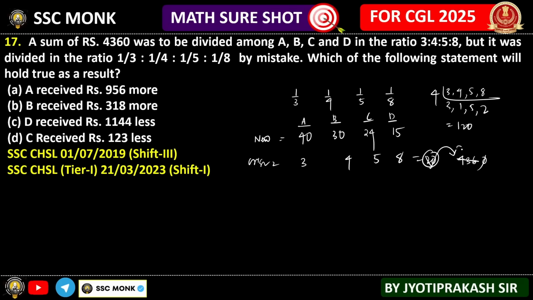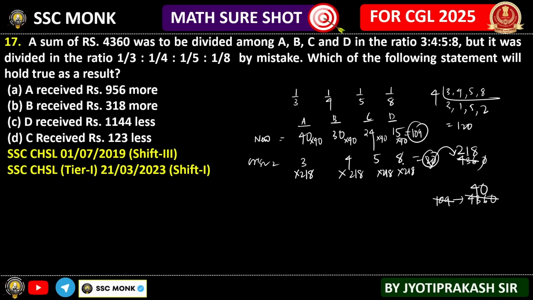Now one part is 218, so 3 parts was 3 into 218, 4 parts was 4 into 218, and so on. This was the original price. Now for the new ratio, 40 plus 30 is 70, plus 24 is 94, plus 15 is equal to 109. Now 109 parts are equal to 4360. 109 into 4 is equal to 436, so one part is equal to 40. So each part will be multiplied with 40.